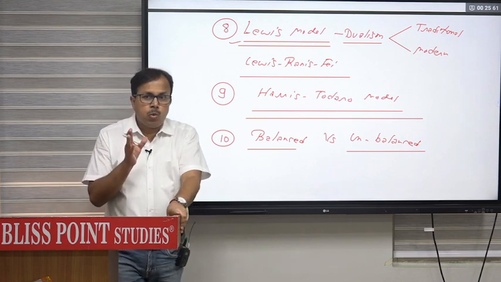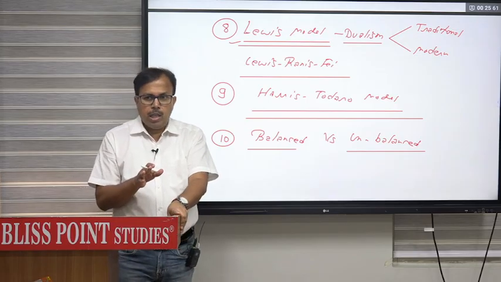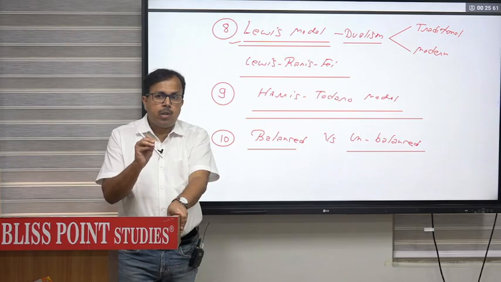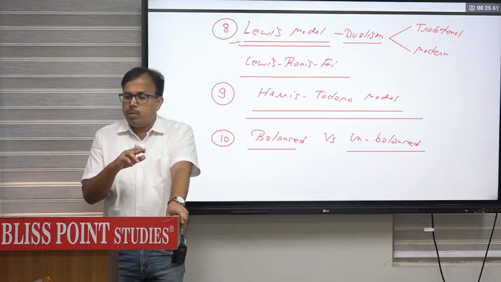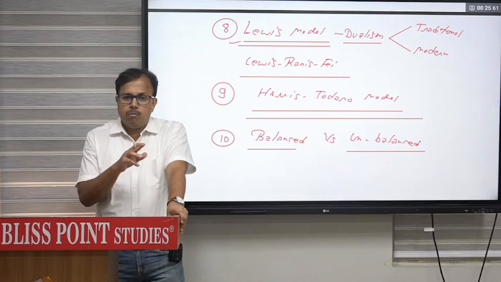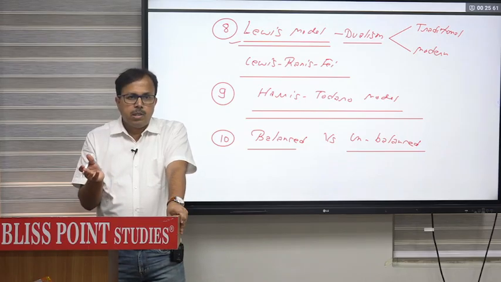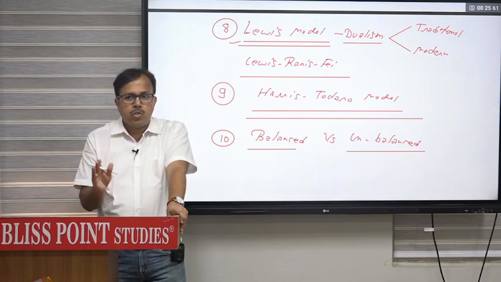simultaneous and synchronized development of different sectors of the economy. That means we have to develop all sectors of the economy at the same point of time. Simultaneous development of all the sectors. Simultaneous development of the consumer goods, the capital goods, the intermediate goods, the basic goods, the agriculture, and the industry.